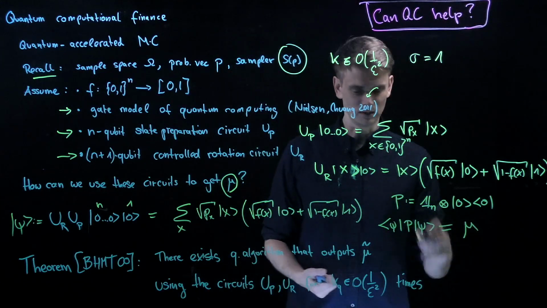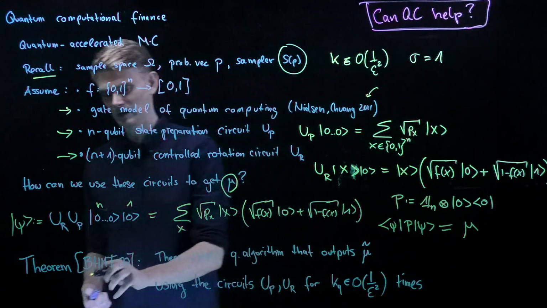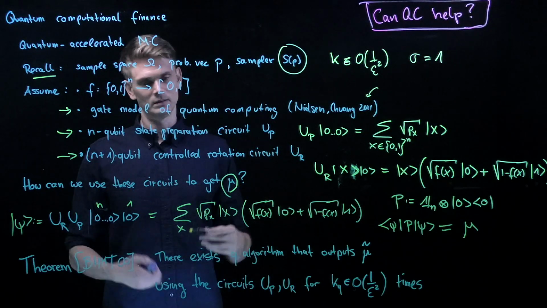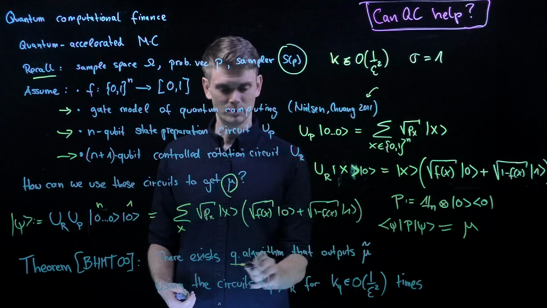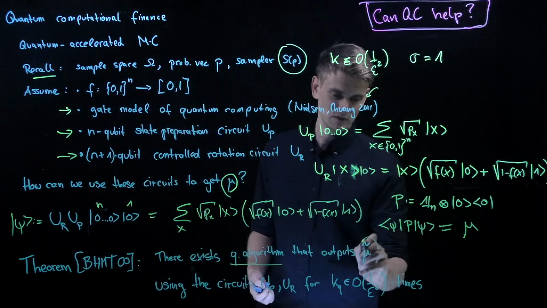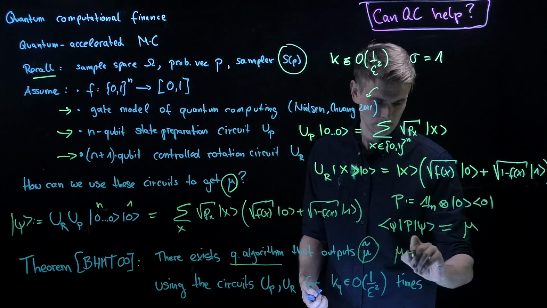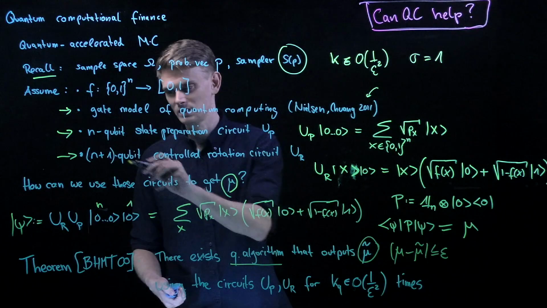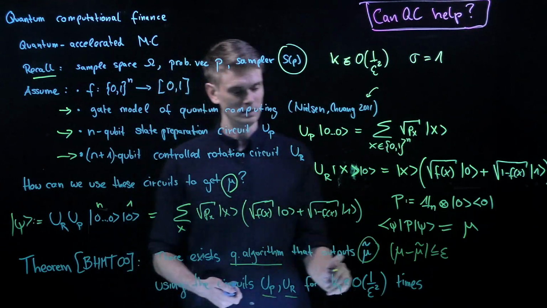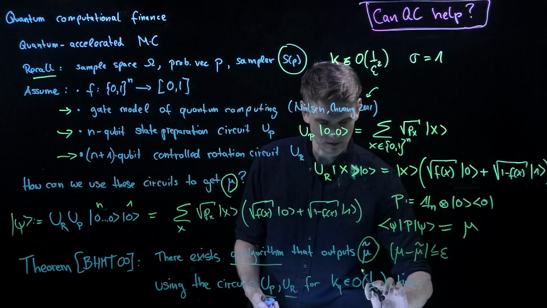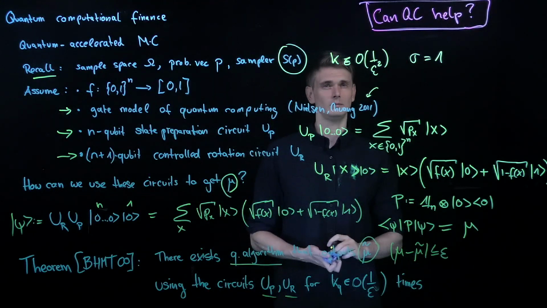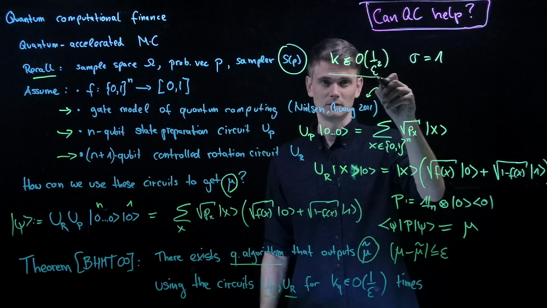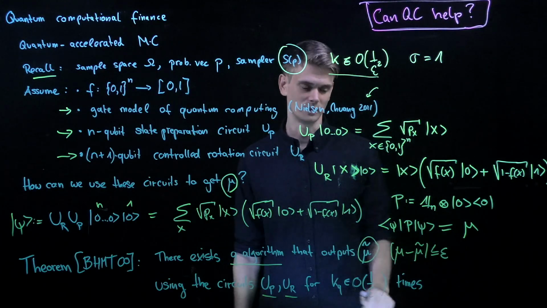For a quantum speedup, we refer to the literature, to the famous result by Brassard, Hoyer, Mosca, and Tapp from 2000. In this exact setting, there exists a quantum algorithm that outputs a mu tilde that is epsilon close to our desired mu, using these circuits U, P, and U_R, 1 over epsilon times. That is, of course, a quantum speedup over the classical case that goes as 1 over epsilon squared.